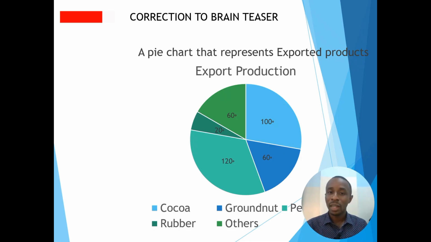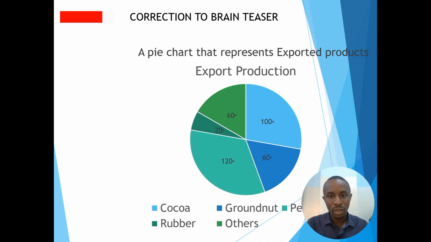Last week, in the last class, we did pie charts and saw how to draw and interpret them. After the class, a brain teaser was given to every one of us to go and work on. And today I'm here with the solution to the brain teaser.